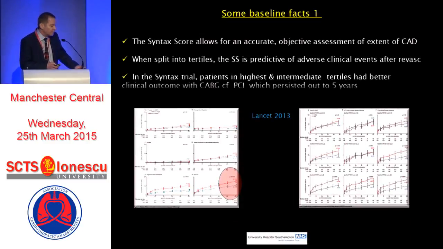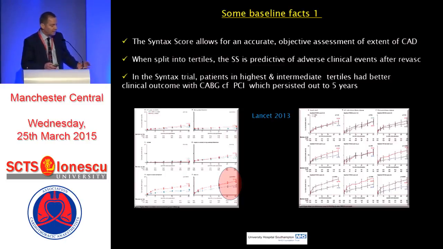So let's look at some baseline facts. And I deliberately didn't want to get into a debate, but some of the things I say will obviously be very relevant to some of the points David's raised. The SYNTAX score is an anatomical score for an accurate, objective assessment of the extent of coronary disease. There's no question about that.